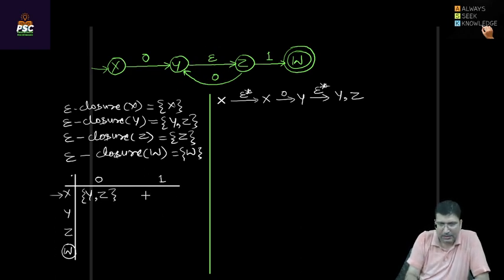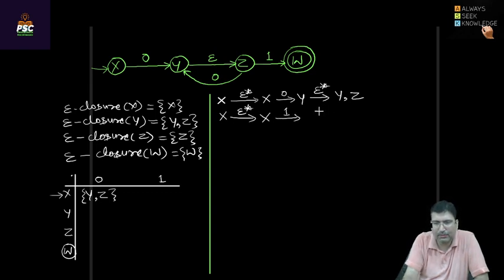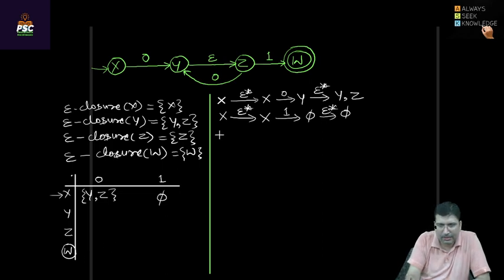For 1 from x, we again consider the same null closure. From x, only x we are getting. When we pass 1 from x, there is nothing defined for 1. X doesn't take any 1 input, so if you take the epsilon closure of phi, it will still be phi. So there is no entry for this. It is phi only. Now from y, if you take epsilon closure of y, you will get y comma z.